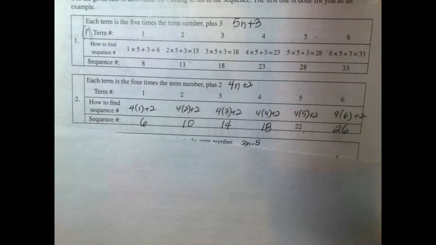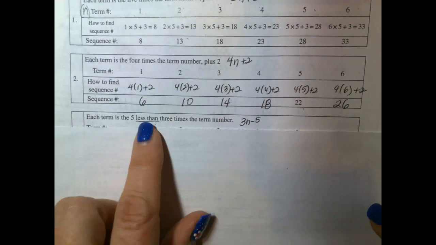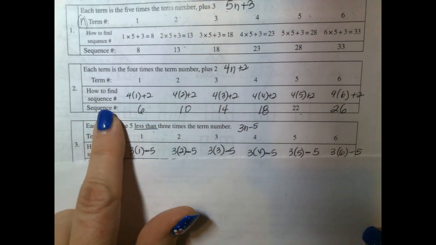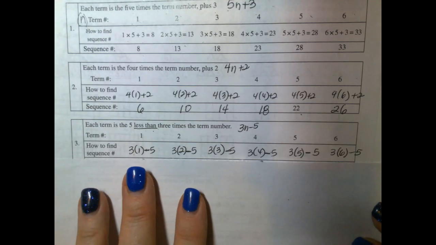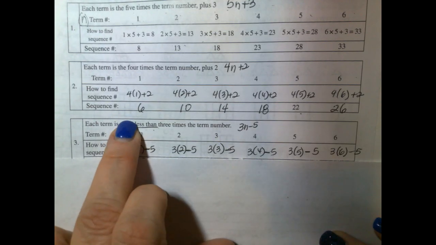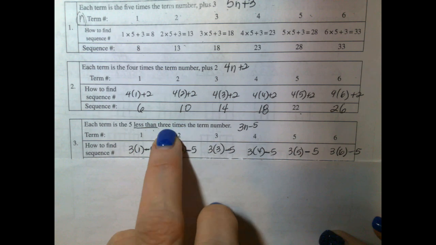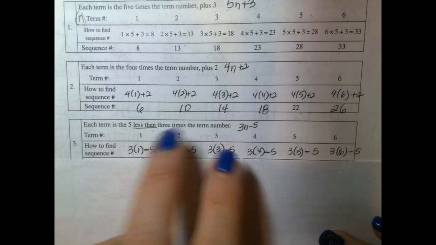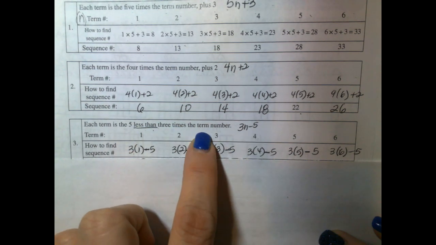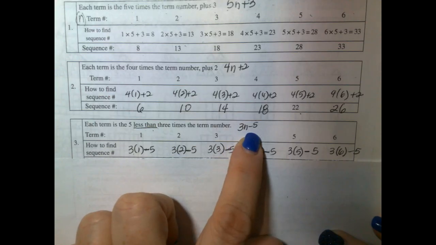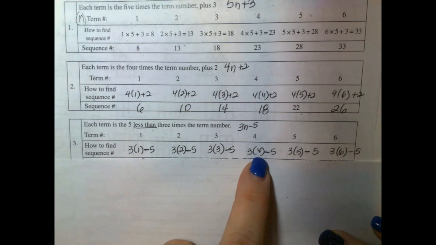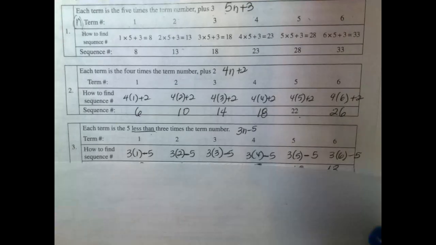What you do need to watch out for is when you have the words subtracting from or less than. See right here? You have less than and you have subtracted from. So less than, whatever goes in front of the less, you write last. And whatever comes after the than, you write first. See, 5 less than what? 3 times the term number. So you're going to put 3n minus 5. And then, of course, you substitute the term number to find the sequence number.